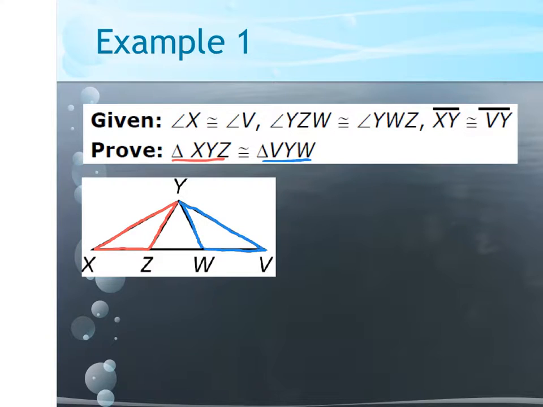I'm going to go ahead and mark all the things that they're telling me before I even start writing this proof. I'm just going to look at it and say, okay, well, I know that X is congruent to V. Here's X is congruent to V. I've got angle YZW, right here. It's not even inside one of those triangles. It's congruent to YWZ, this one right there. Okay, interesting. That one's not even in the triangle, so that stinks for us because you're like, oh, well, that doesn't help me a whole lot. And then I've got line segment XY is congruent to line segment VY.